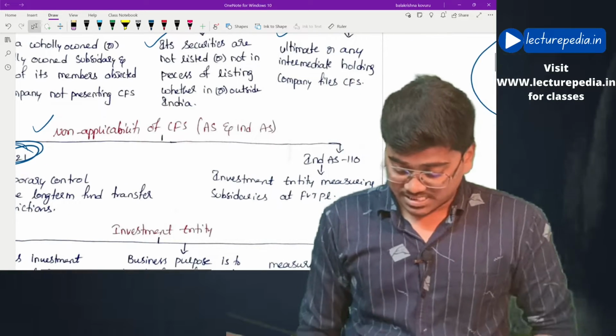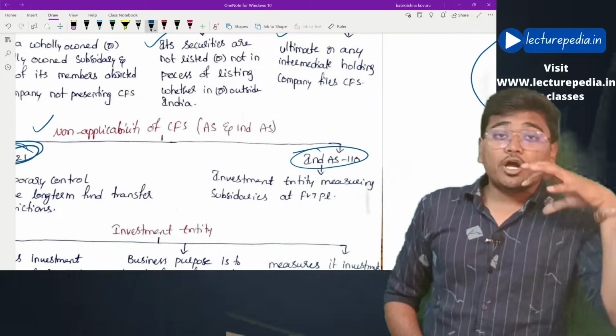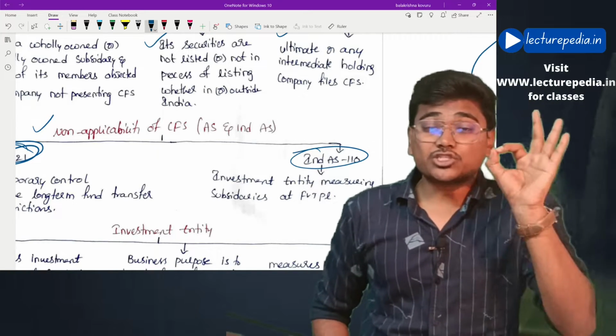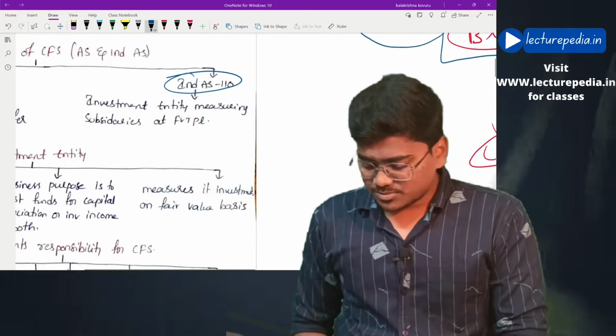Coming to the Ind AS. Now as per Ind AS, if the holding company is an investment company, then it need not prepare consolidated financial statements. What is meant by an investment company?